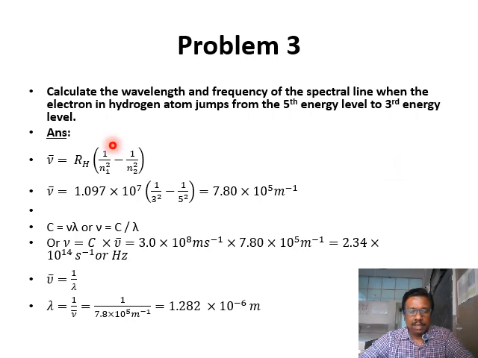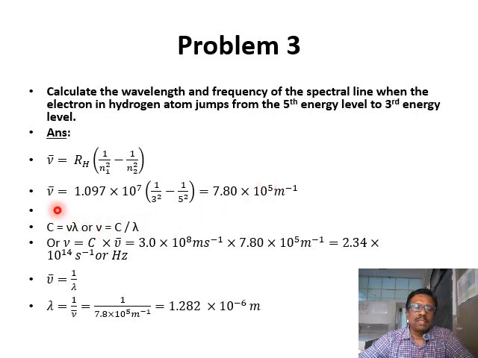Problem number 3. Calculate the wavelength and frequency of the spectral lines when the electron in the hydrogen atom jumps from 5th energy level to the 3rd energy level. So here using the Rydberg equation similarly, the Rydberg constant value we substituted here, 1 by 3 square minus 1 by 5 square. So it is given in the problem 5th energy level to 3rd energy level. Accordingly we substituted here 3 square and 5 square. Calculate it, you get 7.80 into 10 to the power of 5 per meter.